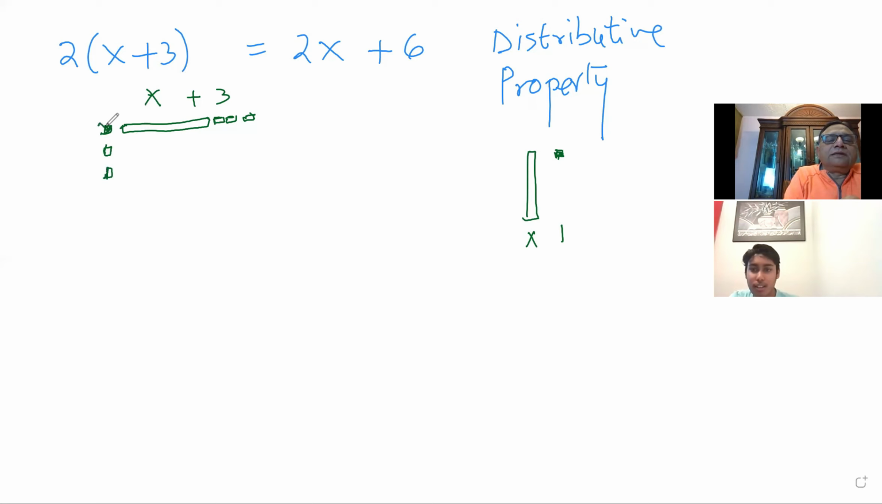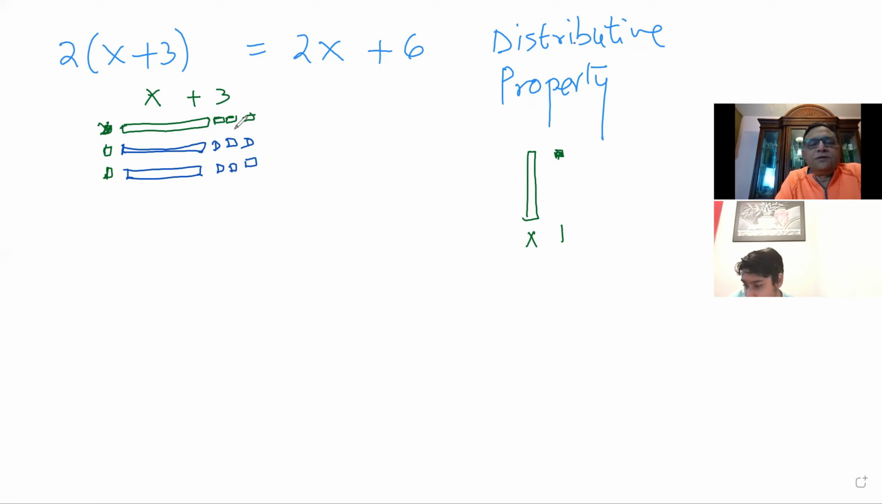Yes, let me write this. When I have 2 of them, let me show it in a different color. When we multiply this, I have one block here, and these units. So in blue, we get their product. You see how many there are? We have got 2 x's and 6 units.